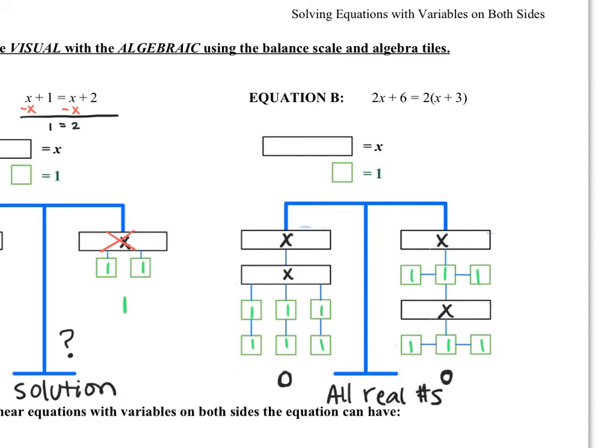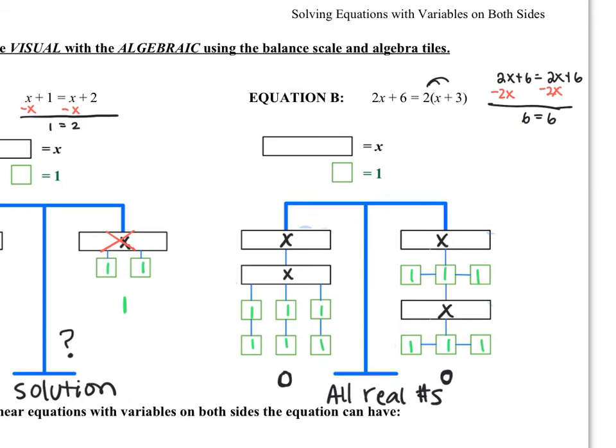Now in equation B, if I were to solve this algebraically, I would distribute first because I'm able to do so. I'm just going to do this off to the side. And so I would get 2x plus 6. I have no combining, but my next step would be to subtract 2x because 2x minus 2x is 0. And whatever I do to one side, I have to do the other. And so after doing that, I would get 6 equals 6.